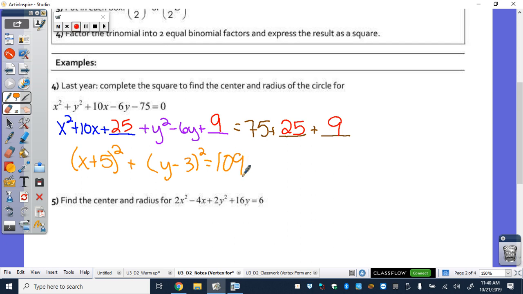And there we go. So we are in center radius form. That was our first part. The center of our circle would be at negative 5, 3. Whenever you take the number out of the parentheses, this time you're doing it twice, change the sign each time. And then our radius would be the square root of 109. There is no perfect square that goes into it, so it stays that way.